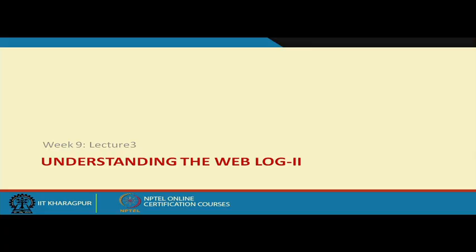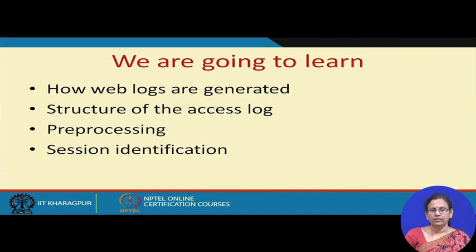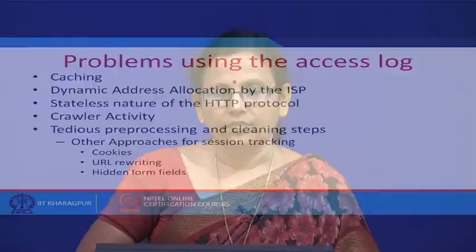So, we continue with our effort on understanding the weblog. This is part 2 of that. Out of this, we already know how weblogs are generated, what the structure of an access log file is, and the various pre-processing steps we just named. Let us now try to know a little bit more about each of the pre-processing steps.